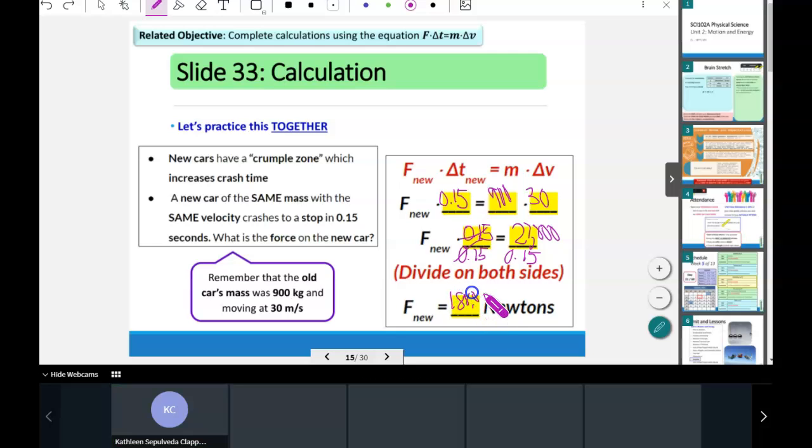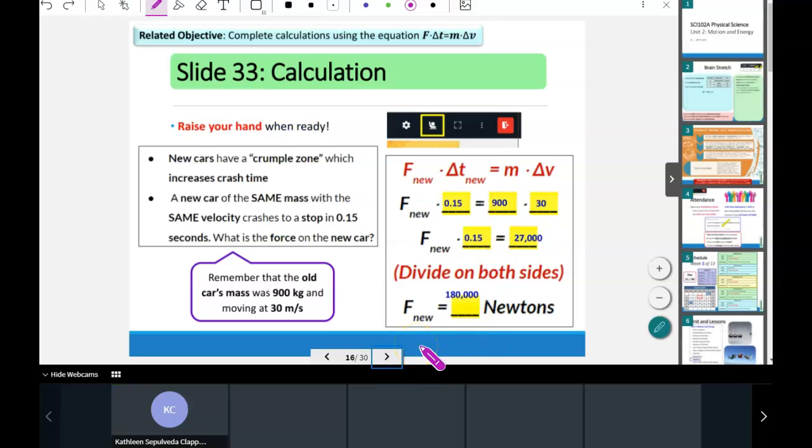Yeah, I get 180,000 newtons. Now, having 180,000 newtons, it's a big number by all means. It's a lot of force, but it's much, much less than 1 million newtons. Okay, it's much less than 1 million newtons.